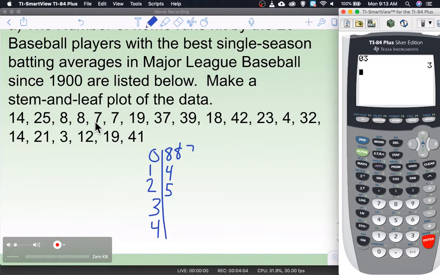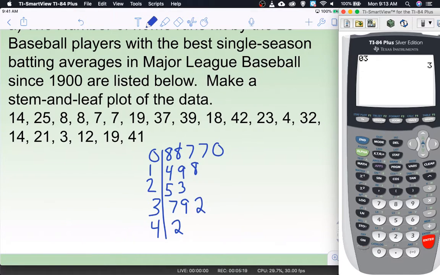0, 7, 1, 9, 3, 7, 3, 9, 1, 8, 4, 2, 2, 3, 0, 4, 3, 2, 1, 4, 2, 1, 0, 3, 1, 2, 1, 9, 4, 1.